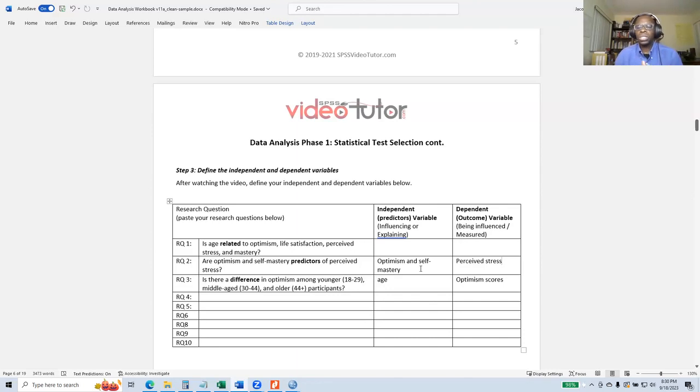All right. So now we go to research question 1. Research question 1 says, hey, is age related to optimism, life satisfaction, perceived stress, and mastery? Right? Is age related to optimism, life satisfaction, perceived stress, and mastery? I'm going to throw you a little curveball. And that is 2 words, related and prediction. Okay?